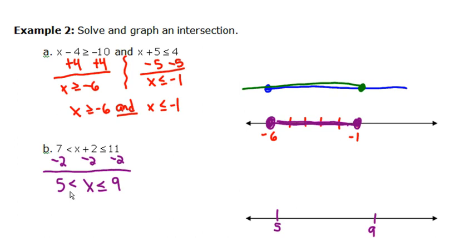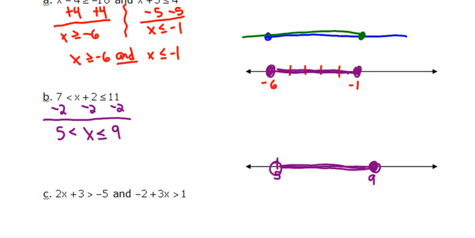Notice the inequality at 5 doesn't have an equal to with it, so this is an open circle. The 9 does have an equal to with it, so it's a closed circle. And literally your x value has to be between those two numbers. So that's my solution. So let's look at C.